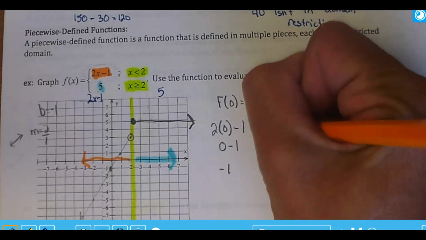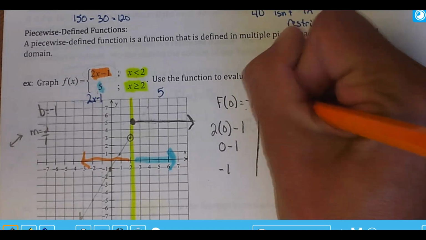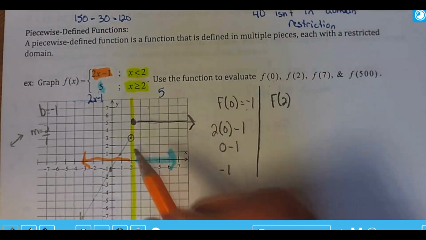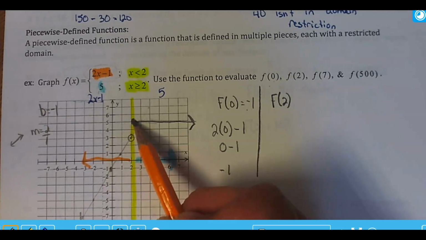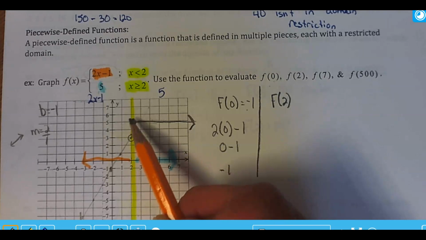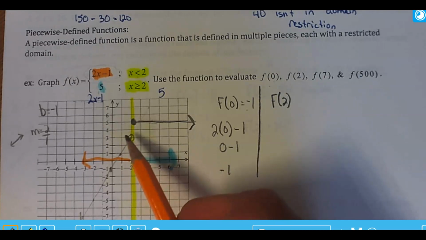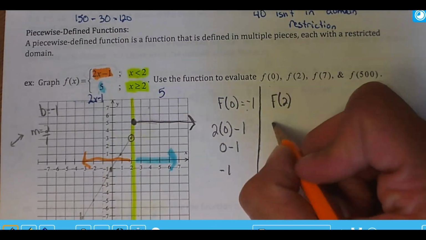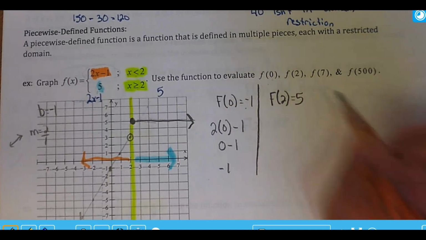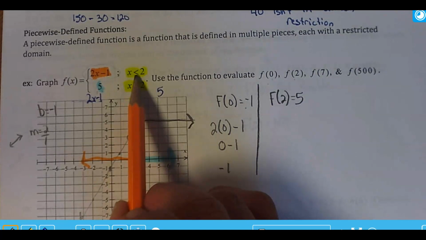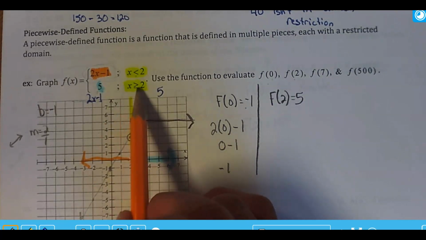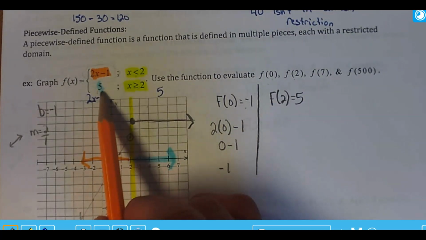All right, let's check out f of 2. 2 actually has 2 points, here and here. Which one should we use? We should use the closed dot because this says include 2 and this one says not to. And we can see that it is worth 5. Now if you're going to use your function, where does 2 fit? Well, it's not less than 2. It's here, greater than or equal to 2. And then your answer's already done. You don't have to do anything. It's always going to be 5.